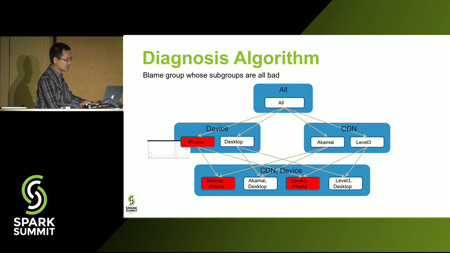So the key idea for the diagnosis is that among all the groups detected having anomaly, we should only blame the group whose subgroups are all bad, like iPhone in this example. Other groups are just affected by it and shouldn't be blamed as root cause.